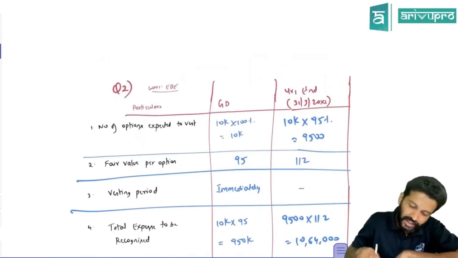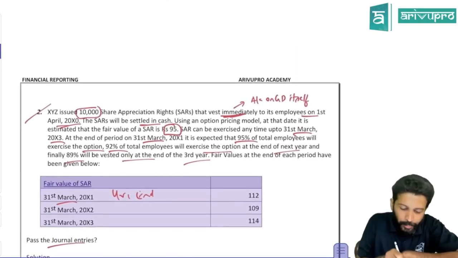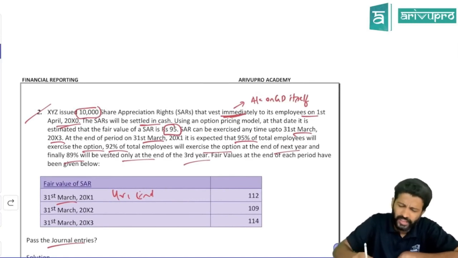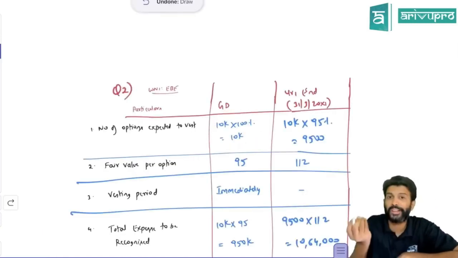Okay. So first thing, again, same thing. First check, sir. On the grant date, how many SARs did you give? 10,000. On the grant date, are you saying this many employees will not buy? No. We expect that 100% of the employees will vest because no other data is given.